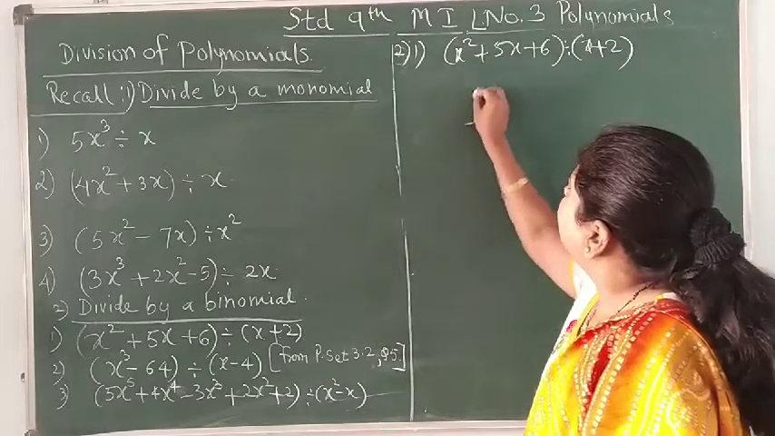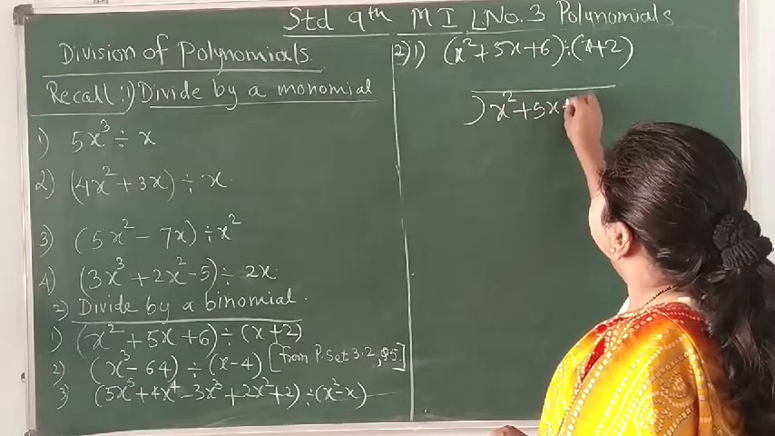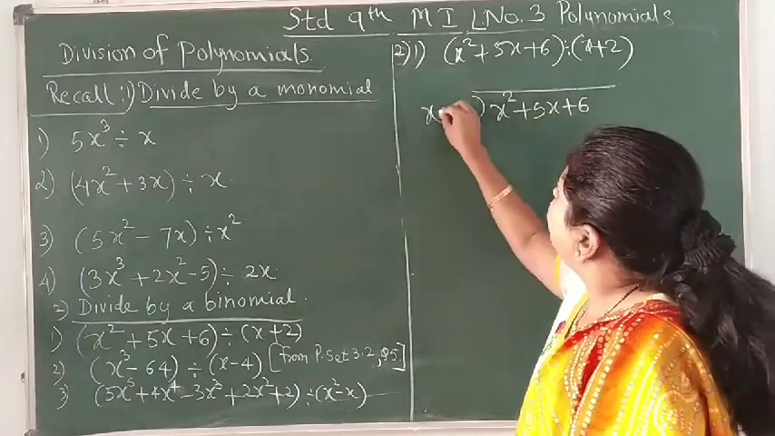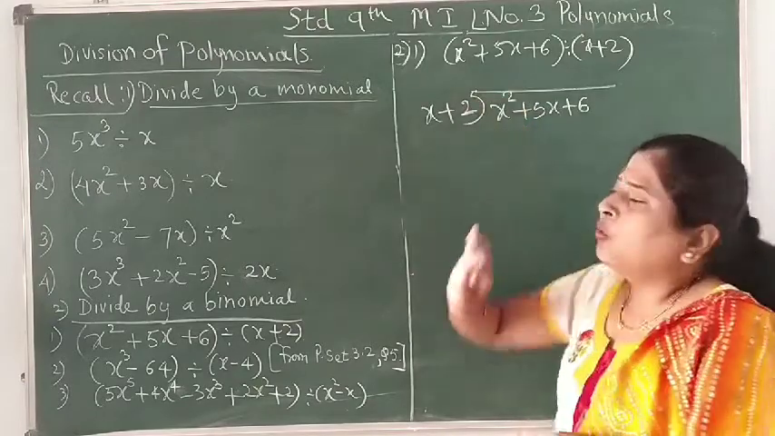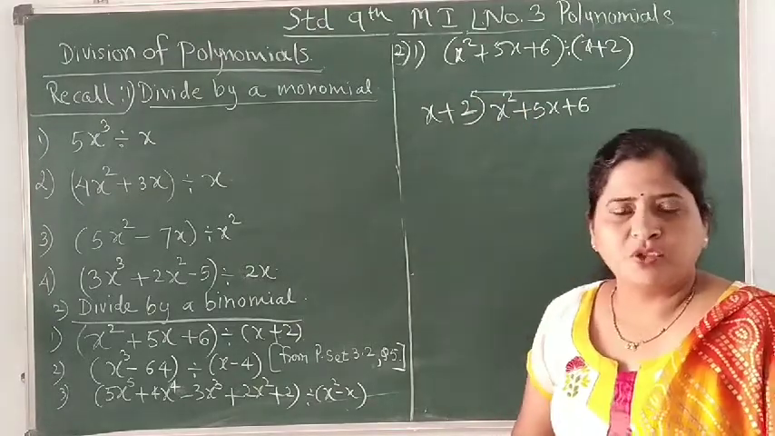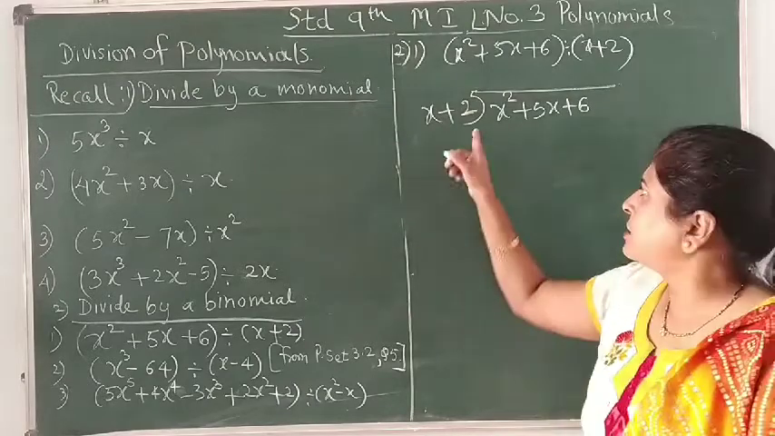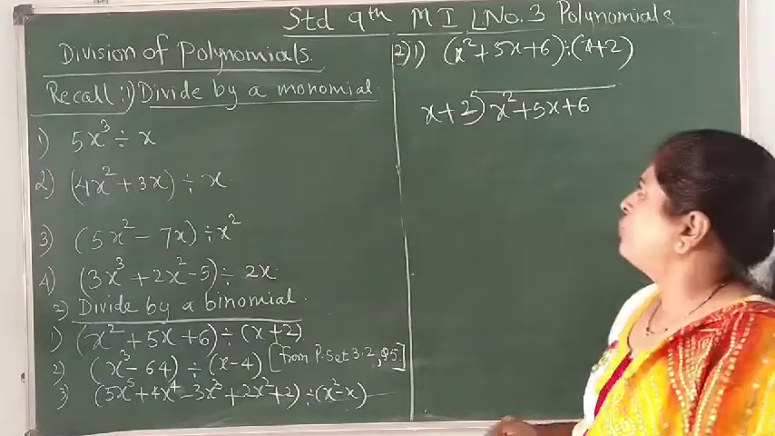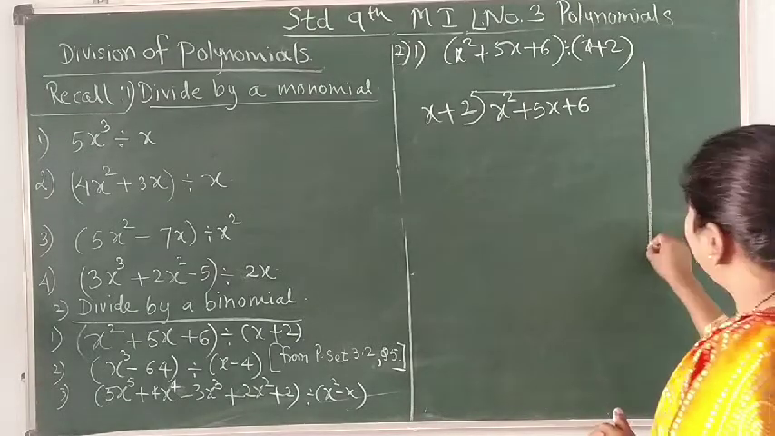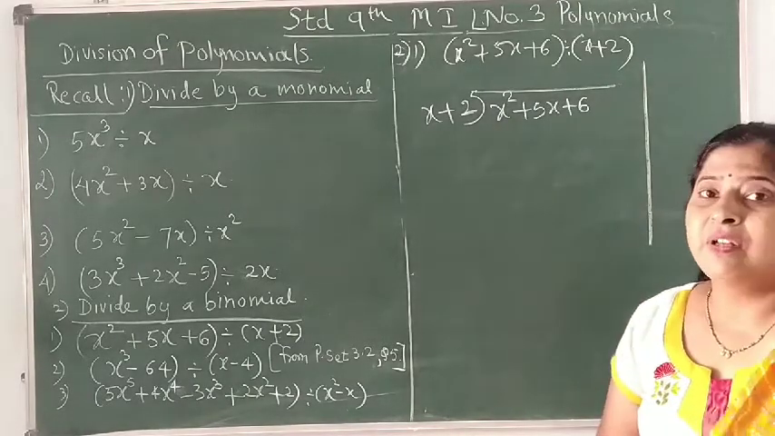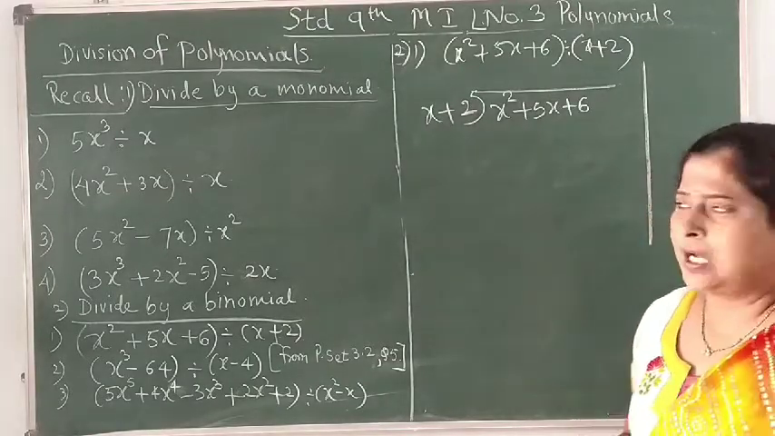So we can write the dividend as it is, x square plus 5x plus 6, which is divided by x plus 2. Now our divisor is not a monomial, it is a binomial. So it has got a companion with it. We don't have only one term, it has the companion plus 2. So what should we do for division? Here also we can do the rough work column. That will be very helpful to you to get the answer.